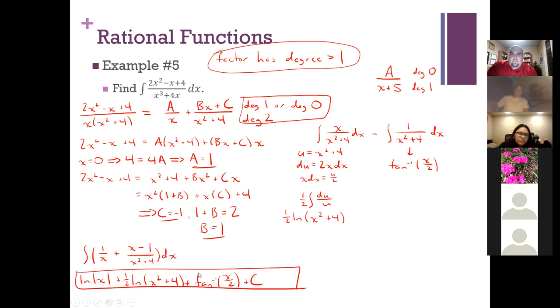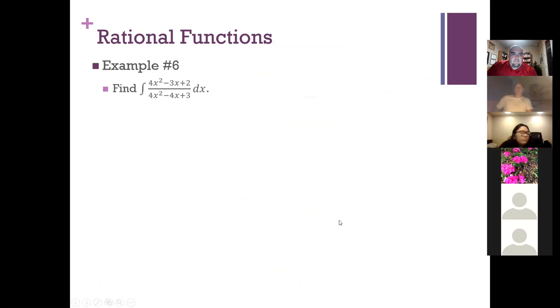I'll take my cues from you all. How should I start? You can divide it. You're going to divide it? Yep. So 4x squared minus 3x plus 2 divided by 4x squared minus 4x plus 3.